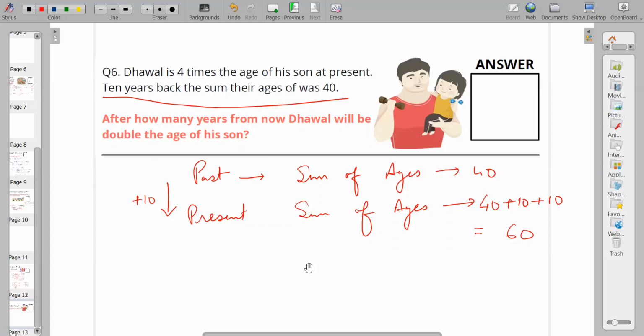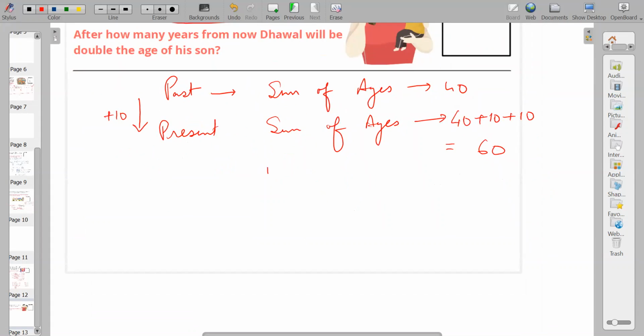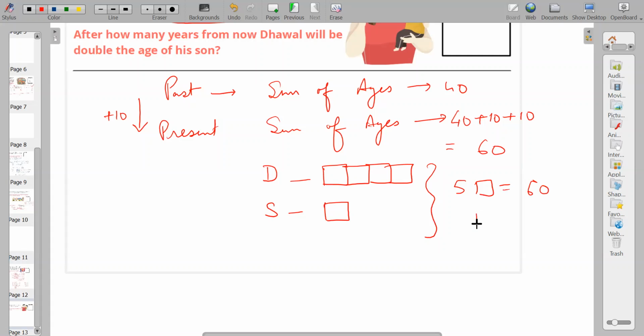Now 60, now if we visualize this, this is Dhaval and this is his son. So his son is one block, so Dhaval is 4 blocks. So total 5 blocks is equal to 60. So we can divide it by 5. One block is 12, right? So Dhaval's age is 48 and his son's age is 12. What is the difference? The difference is 36. Correct.